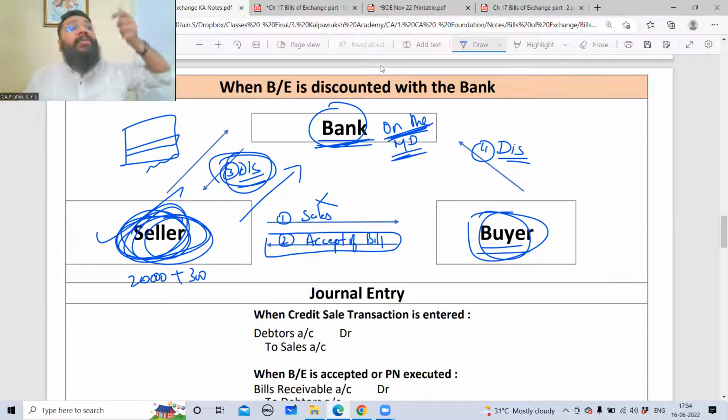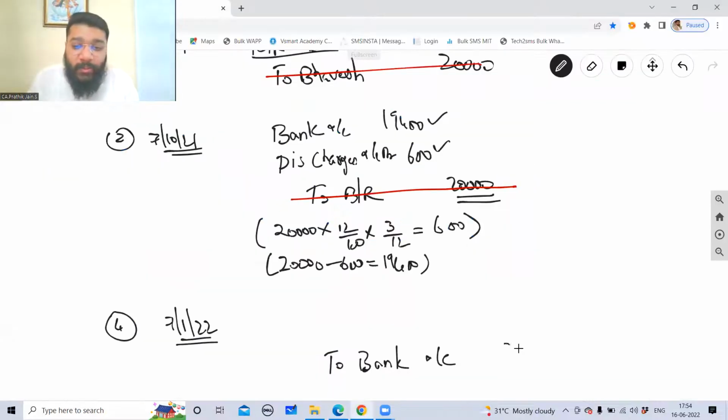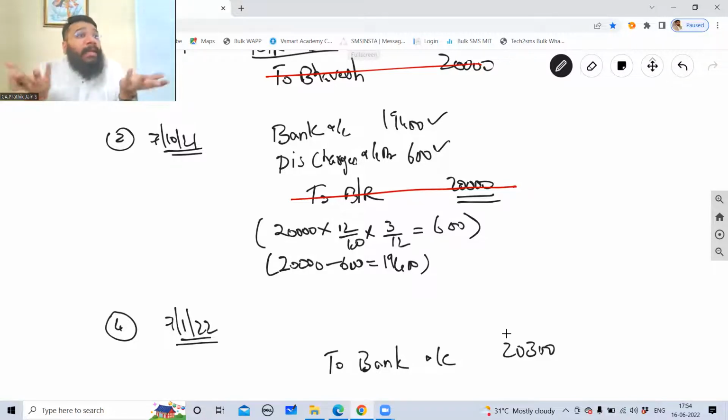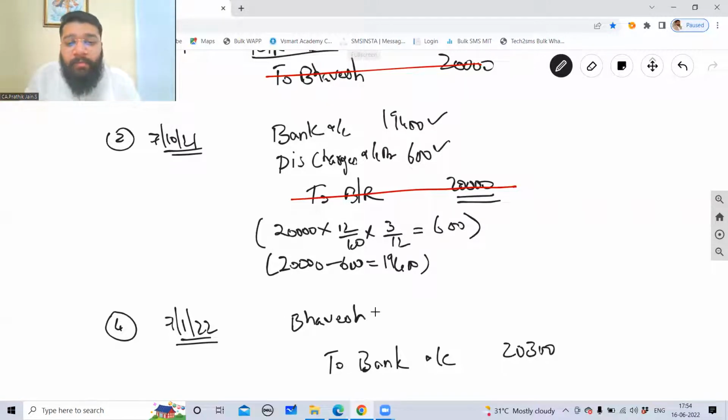So in total, how much money is going out of my hand? 20,300. So 20,300 total money the banker is taking from my bank account. So what will I debit? I need to recreate Bhavesh because now I did not get money from Bhavesh till now. So I need to recreate my asset. So Bhavesh account debit. How much value? Full 20,300 will recover, because this is a mistake of Bhavesh. So the person who is defaulting the payment, from him I will recover the money.